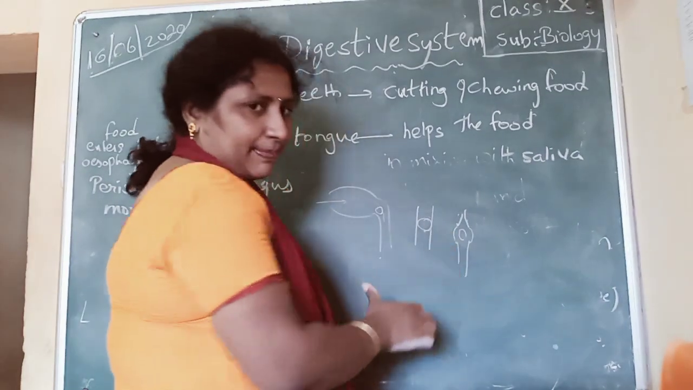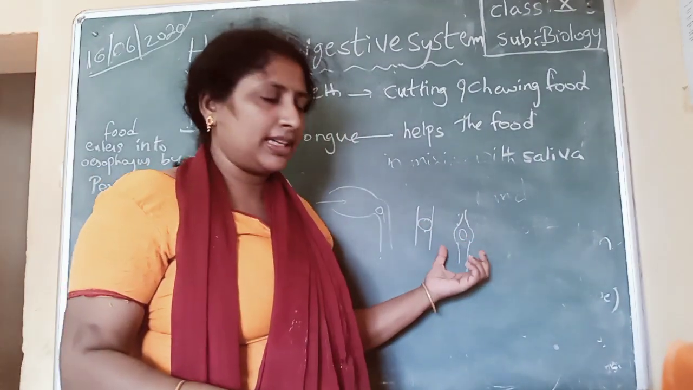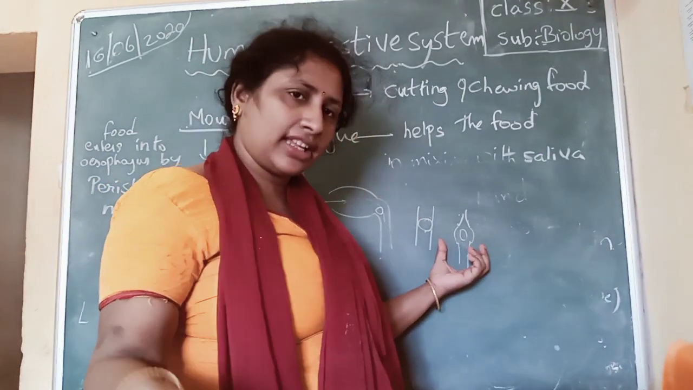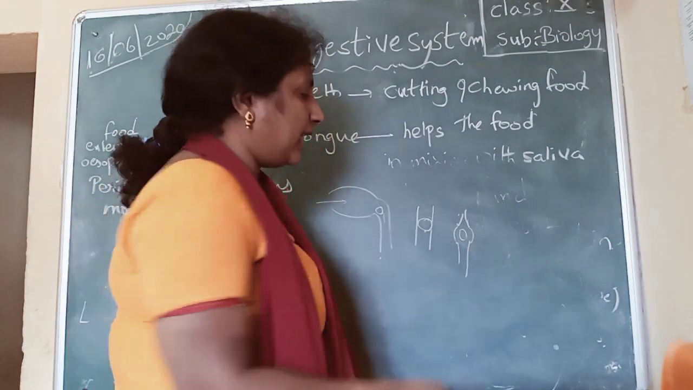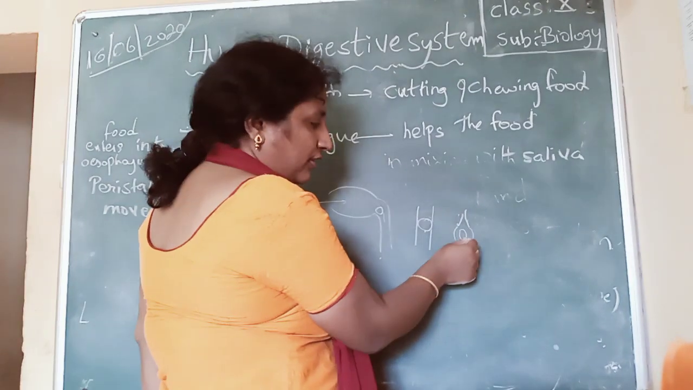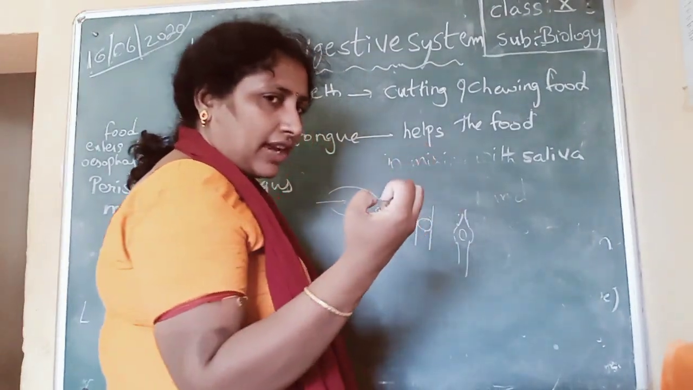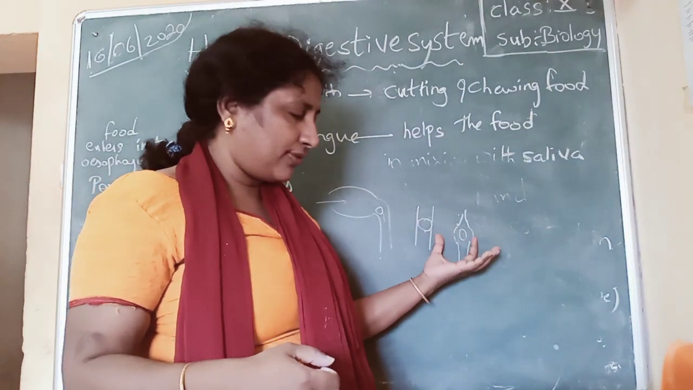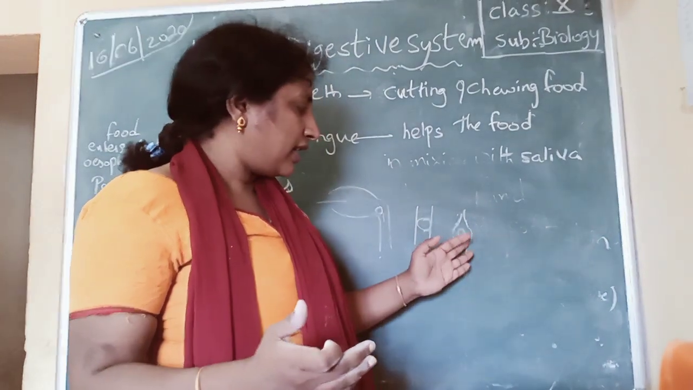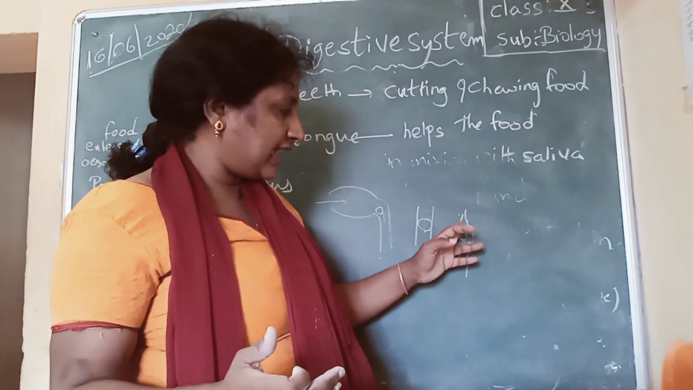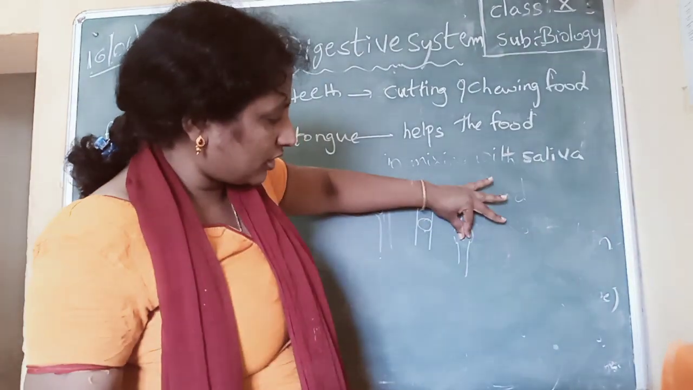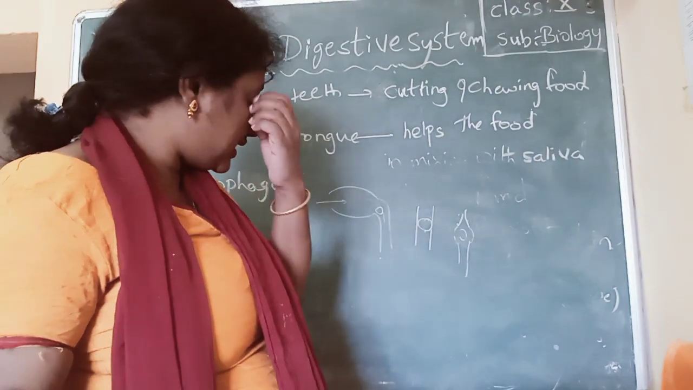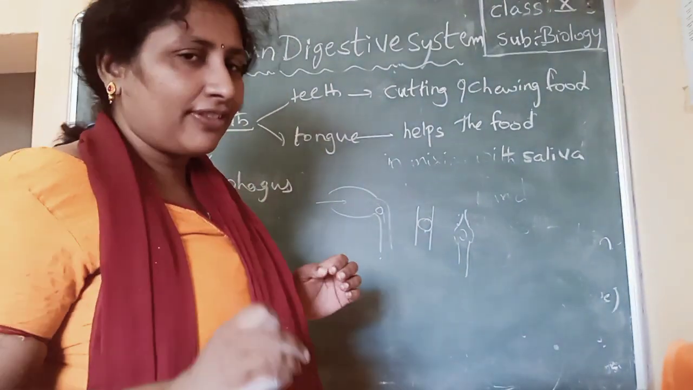The muscles are expanding. You have two types of muscles in the esophagus. We will study about that in the next chapters. The muscles present in the esophagus expand and contract. So the upper muscles contract. Where the food is present, it will expand. Now when the food moves like this, it will contract. This part will contract and this part will expand. So that movement is called peristaltic movement. It is a wave-like movement.